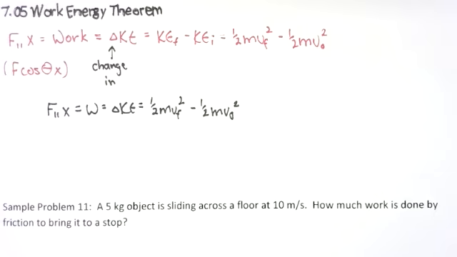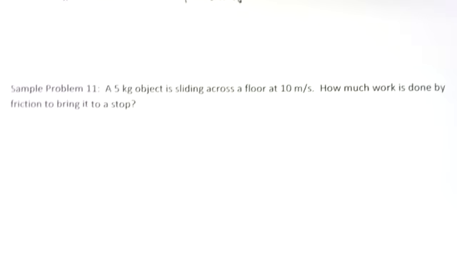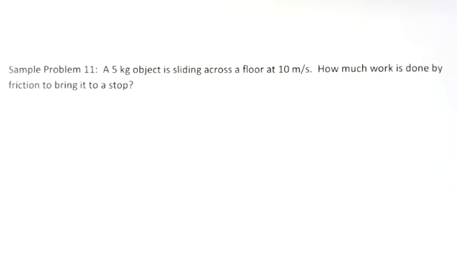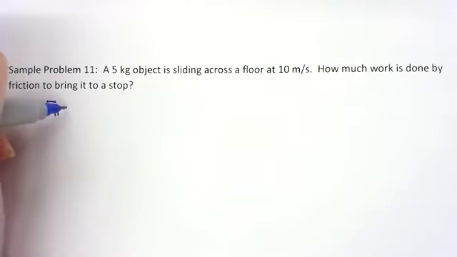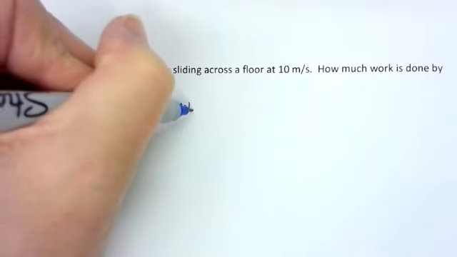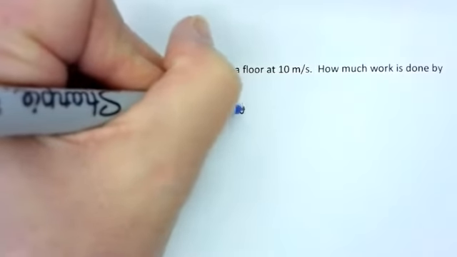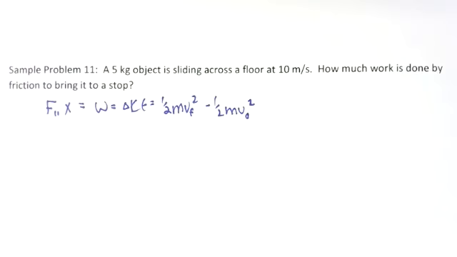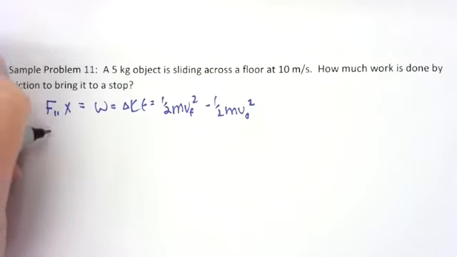So what I want to do then is work some sample problems that are going to help illustrate this equation. Let's start off with a mathematical one. A 5-kilogram object is sliding across a floor at 10 meters per second. How much work is done by friction to bring it to a stop? So let's go with our equation again. Force parallel x equals work equals delta KE equals 1/2 m v final squared minus 1/2 m v initial squared. So really the question is, what portion of this equation are we going to want to use? Well, I have a mass of 5 kilograms. I have bringing it to a stop.